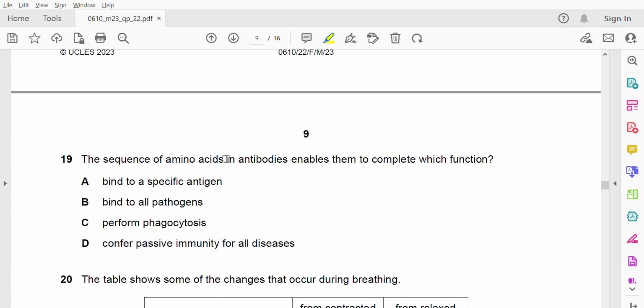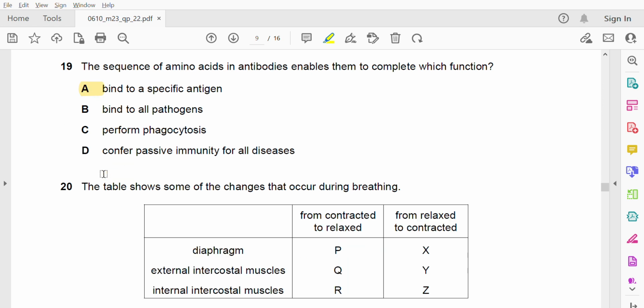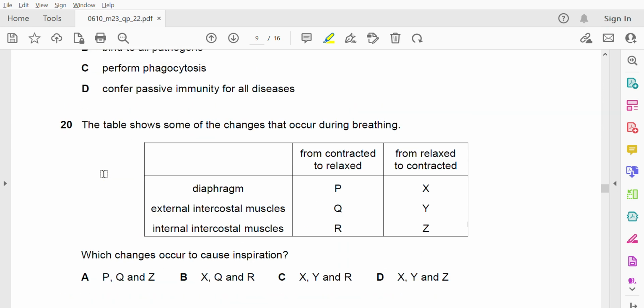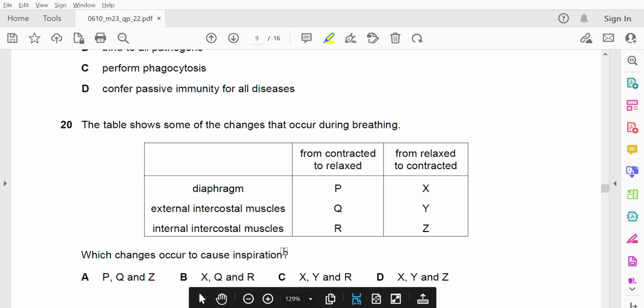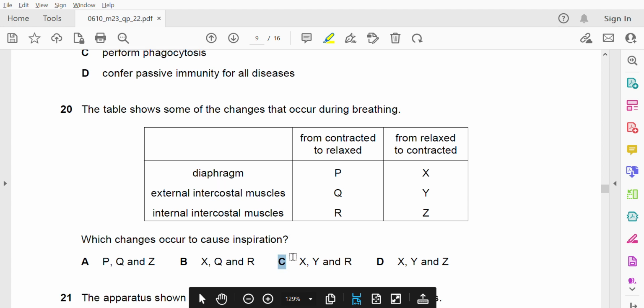The sequence of amino acids in antibodies enables them to complete which function? Now the correct answer is A, bind to a specific antigen. And our final question for today, the table shows some of the changes that occur during breathing. Which changes occur to cause inspiration? The correct answer is C, X, Y, and R.